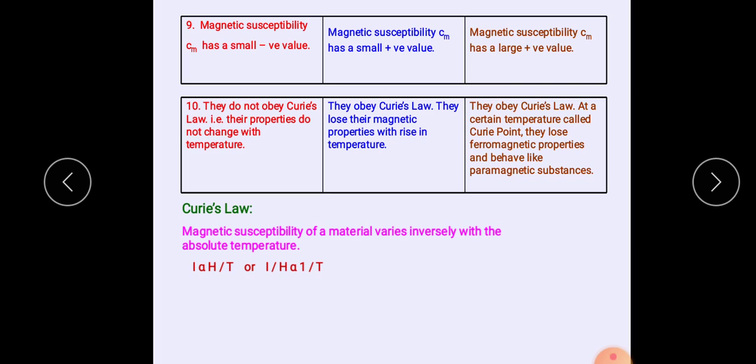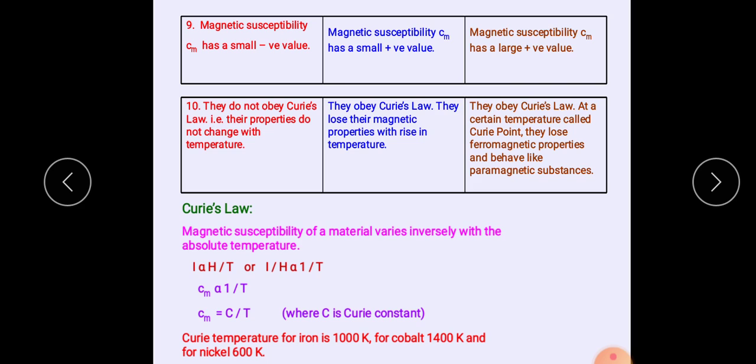The magnetic susceptibility is inversely proportional to T, or I is directly proportional to H upon T. And chi is directly proportional to 1 by T. Cm is the susceptibility. Cm equals C upon T, where C is known as the Curie constant.